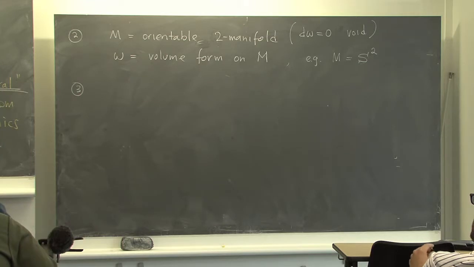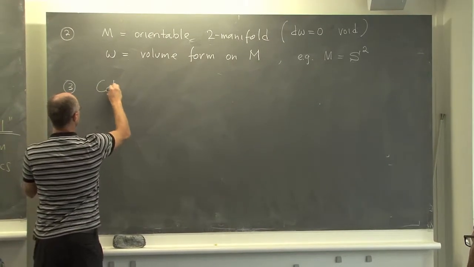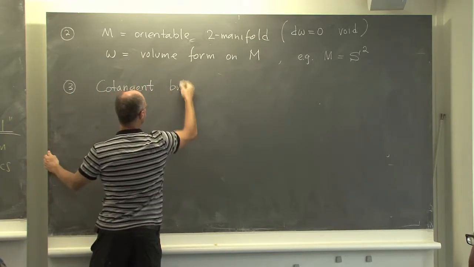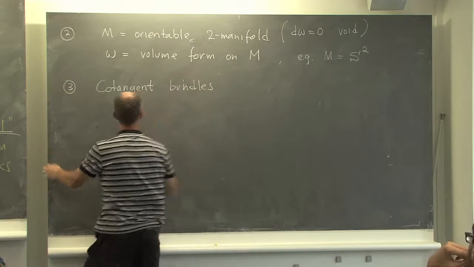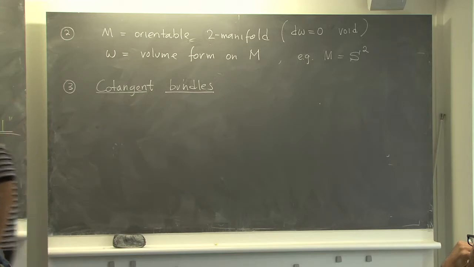So the third example will be a small chapter in our story, and it is called cotangent bundles. So I'll now explain the construction of the canonical, the standard symplectic form on cotangent bundles. But before doing that, we probably need a little bit of preliminaries. Again, perhaps you know it very well, or maybe not.